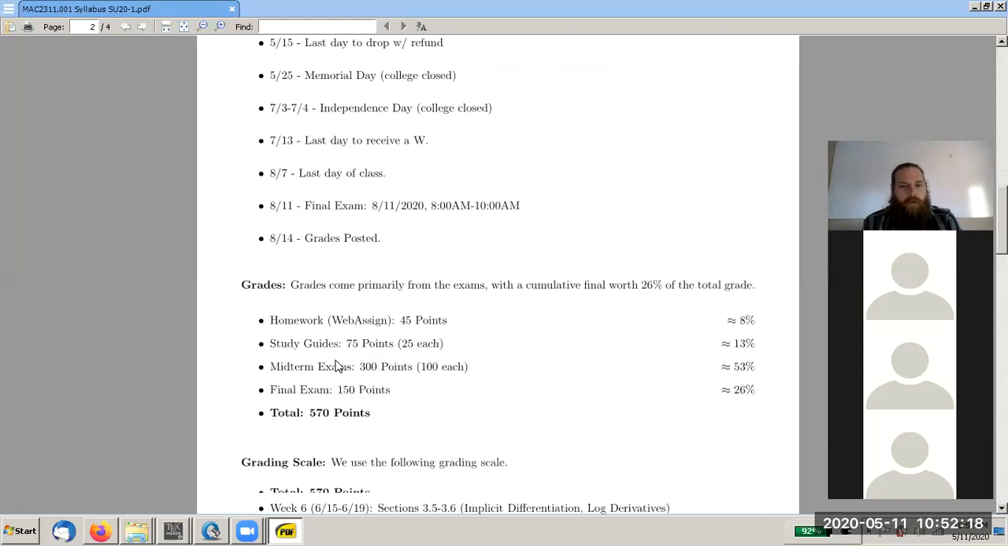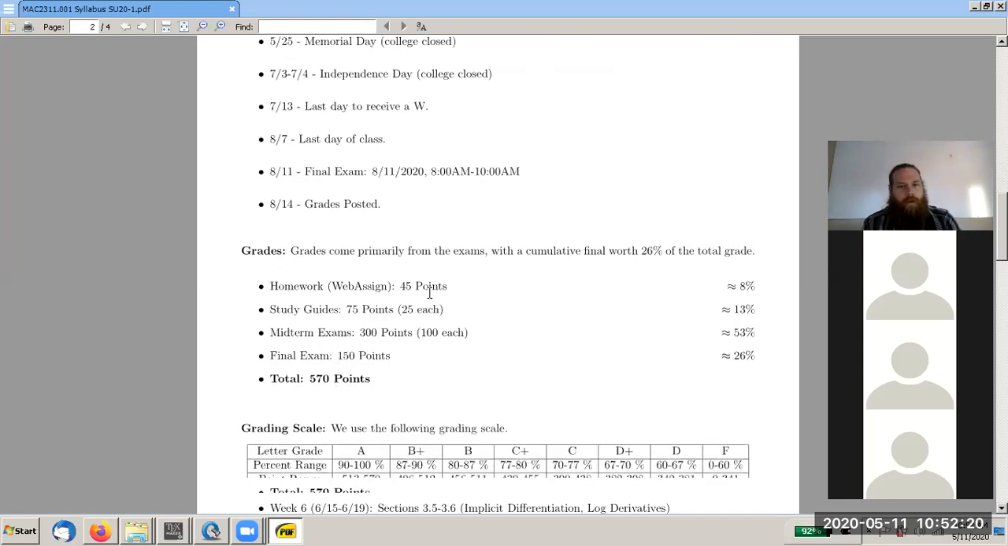The grade breakdown is here. So the online homework, the WebAssign stuff, is worth 45 points, or about 8% of the overall grade. The study guides are worth 25 points each. There's three of them, one for each midterm, so there's a total of 75 points there, and that's 13% of the grade. Midterms, 100 points each, about 53% of the grade overall. And then the final exam is worth a little bit more than a quarter of the grade.